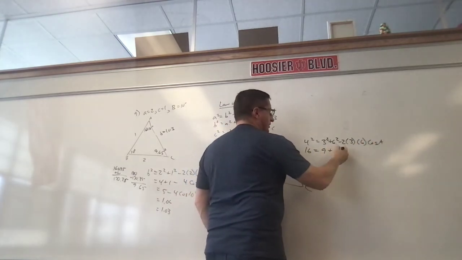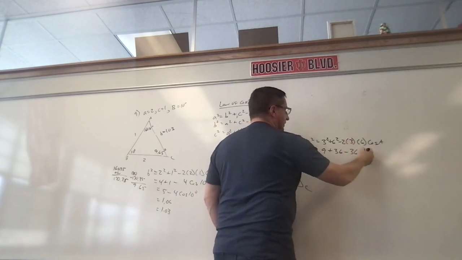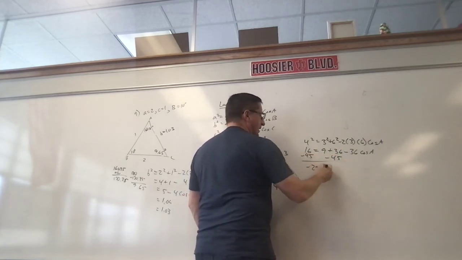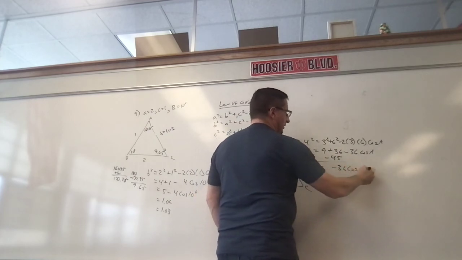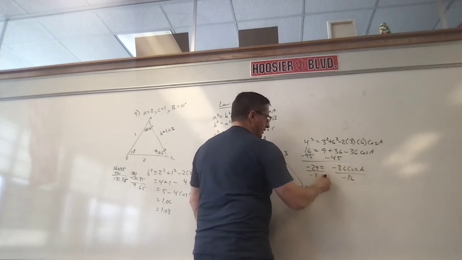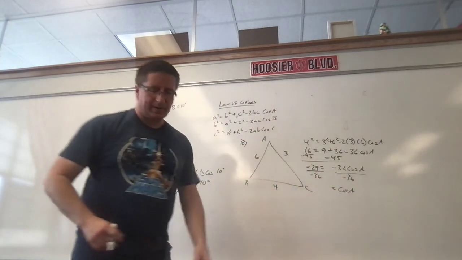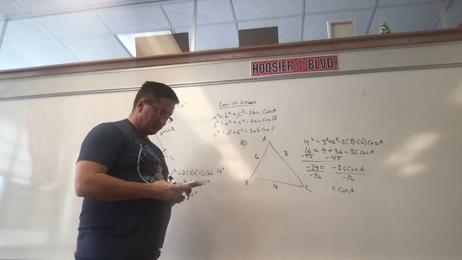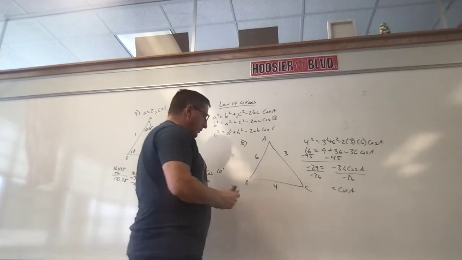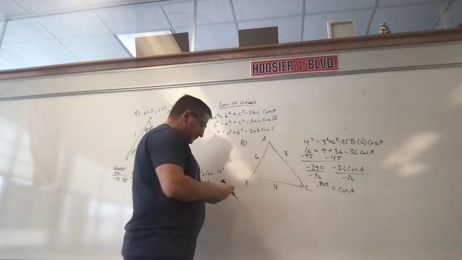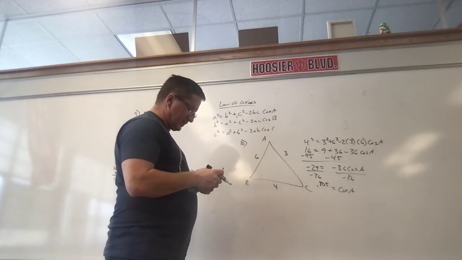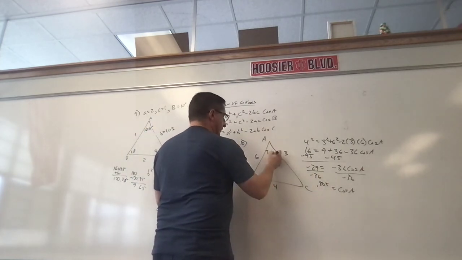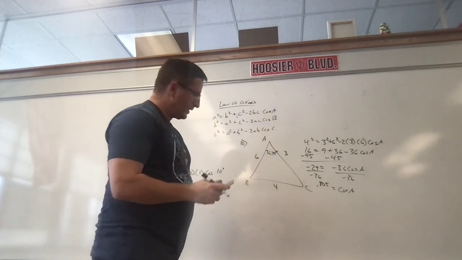16 equals 9 plus 36 minus 2 times 3 times 6, which is 36, cosine capital A. 9 and 36 is 45, subtract 45 from each side. 16 minus 45 is negative 29. These cancel. Divide by negative 36. Do that, the cosine of capital A equals negative 29 divided by negative 36. Get about 0.805, or 0.806. Second function cosine, second function answer, take the inverse cosine. Here they get about 36.34 degrees, okay.